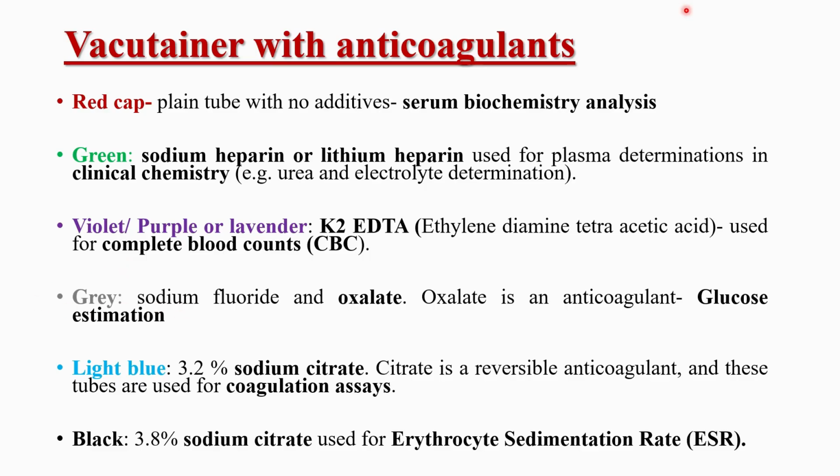Next is a grey cap tube containing sodium fluoride and oxalate. In this, oxalate will act as an anticoagulant while sodium fluoride inhibits glycolysis, so it will preserve the value of the glucose. So this tube is mainly used for glucose estimation. Next is the light blue cap, which contains around 3.2% sodium citrate. It is actually a reversible anticoagulant, and these tubes are mainly used for studying coagulation. Next is the black one, which contains around 3.8% sodium citrate and is specifically used for erythrocyte sedimentation rate or ESR. Correct selection of the Vacutainer tube is essential for accurate laboratory results.